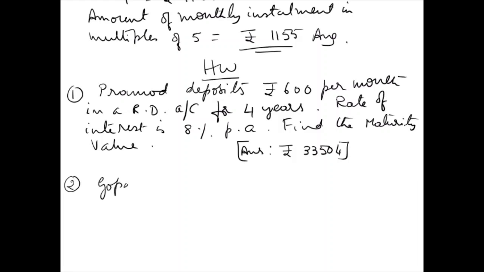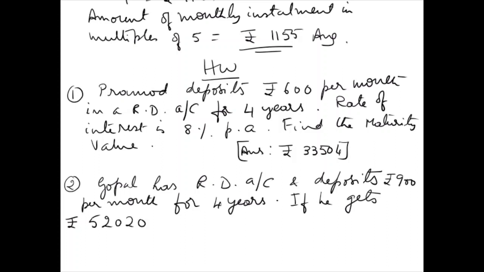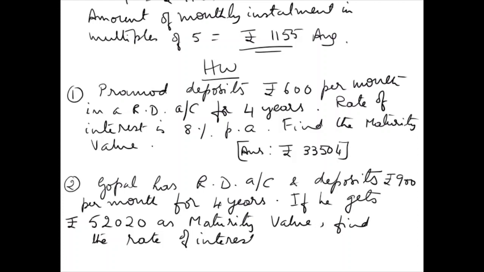Gopal has an RD account and deposits rupees 900 per month for 4 years. If he gets rupees 52,020 as maturity value, find the rate of interest. Right, so you have to find out the rate.